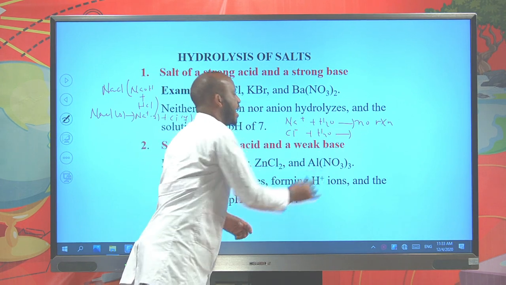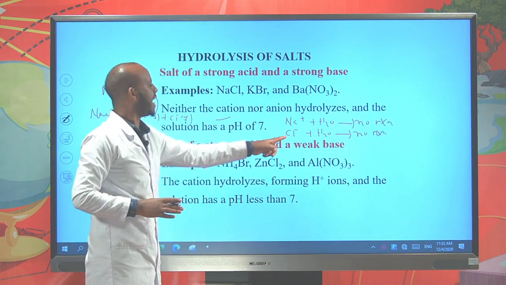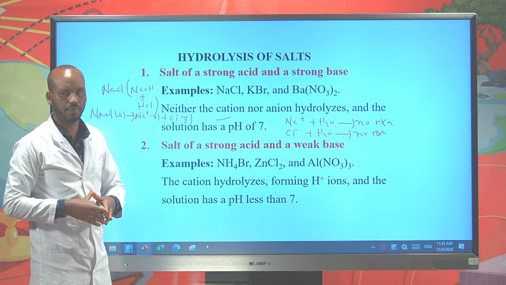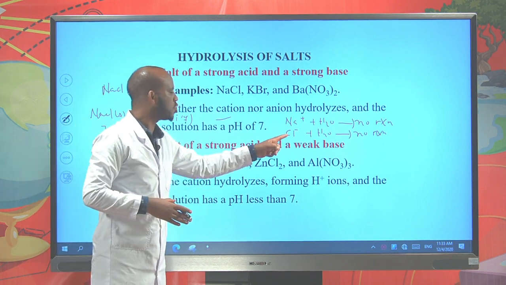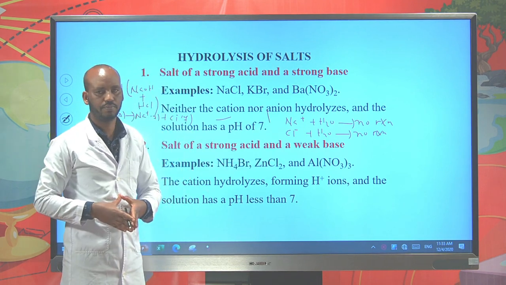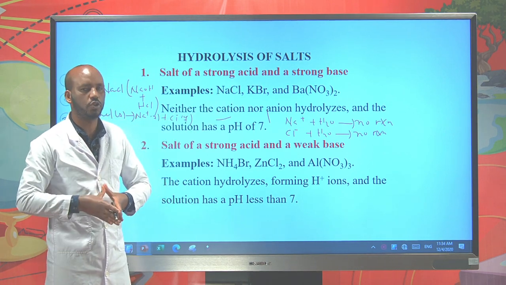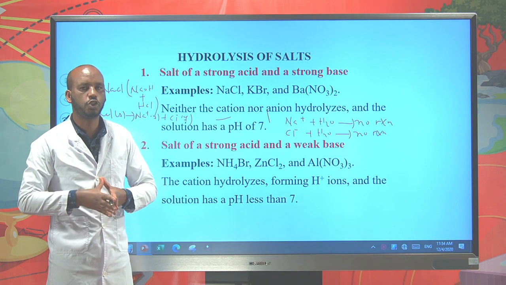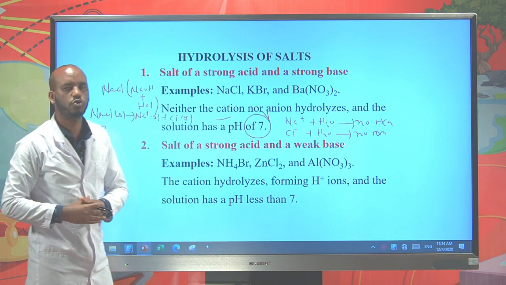Cl minus plus water. Again, there is no reaction. Why? Because Cl minus is the conjugate base of a strong acid, hydrochloric acid. If an acid is strong, its conjugate base is weak. Now Cl minus has no tendency to accept a proton from water, no affinity for H plus. Therefore, if a salt derived from a strong acid and a strong base dissolves in water, the pH of the solution is unaffected. The pH of the solution is 7, a neutral solution.